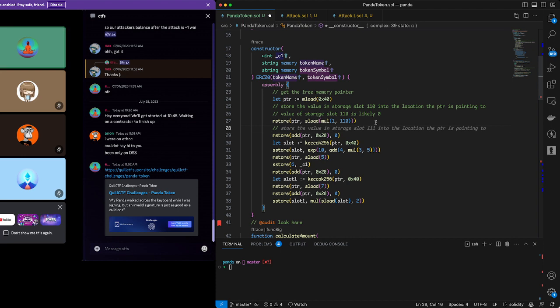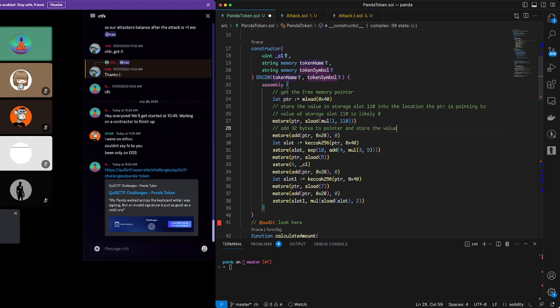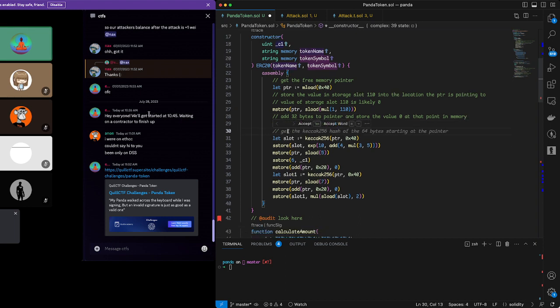So this next line here, you're going to store the, so add pointer. So this is one word, 32 bytes. So what it's saying is you're adding 32 bytes to the free memory pointer, and at that location in memory, store the value 0. So add 32 bytes to pointer and store the value 0 at that point in memory. All right, we're making our way through it.